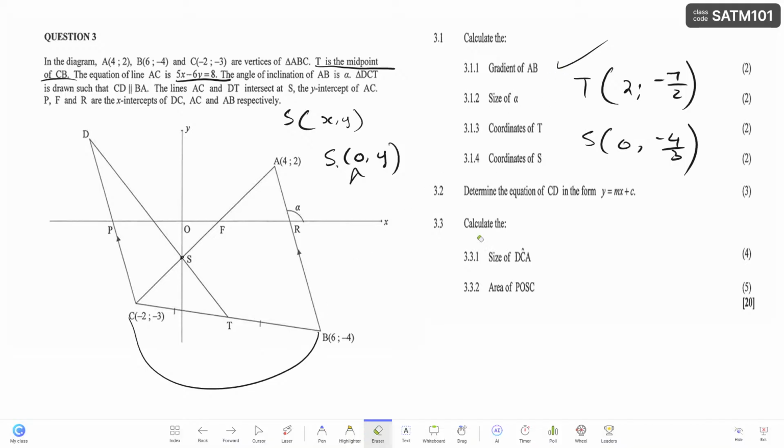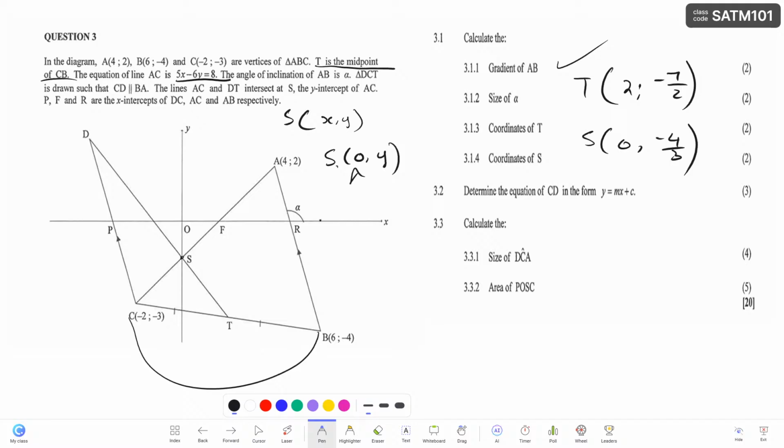Okay, so let's go to the next question. The next question says determine the equation of what? Of CD in the form y is equal to mx plus c. So in order to determine the equation of CD, what do we know? We know that this line is parallel to AC. So lines that are parallel also share the same gradient. That's something you need to know. Parallel lines share the same gradient.